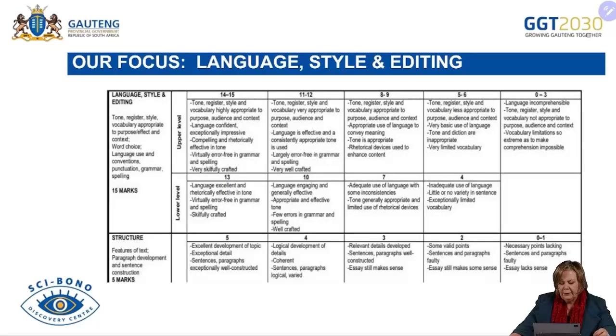Excellent development of topic, exceptional details, sentences, paragraphs, exceptionally well constructed. Lots of exceptional writing going on there. But this is what you should aim for. They always say if you want to reach for the moon, you will most probably fall on the stars, or reach for the stars and you'll fall on a cloud. You would actually challenge yourself to do the best possible writing that you can do. And everybody can write. I think I have convinced you of that previously.